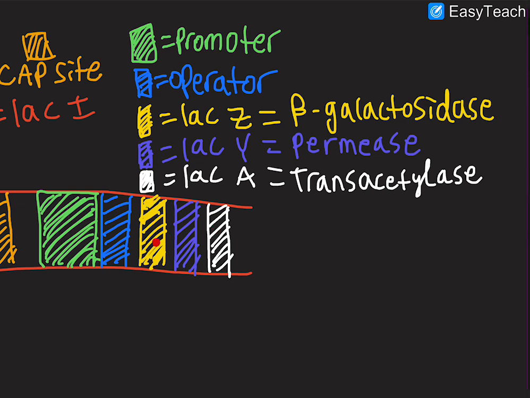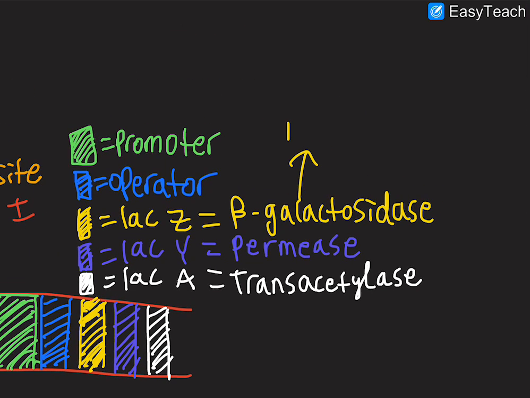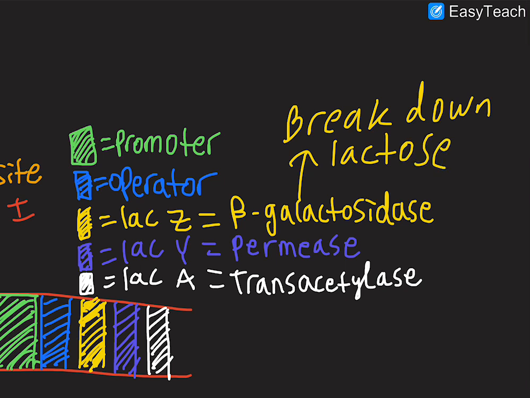This yellowish gene, after transcription and translation, will give us beta-galactosidase. If you express this LAC-Y gene, we'll have permease, and the LAC-A gene, after translation, will give us trans-acetylase. For now, let's just focus on beta-galactosidase and permease. Beta-galactosidase will break down lactose into glucose and galactose, because that's what lactose is made up of.